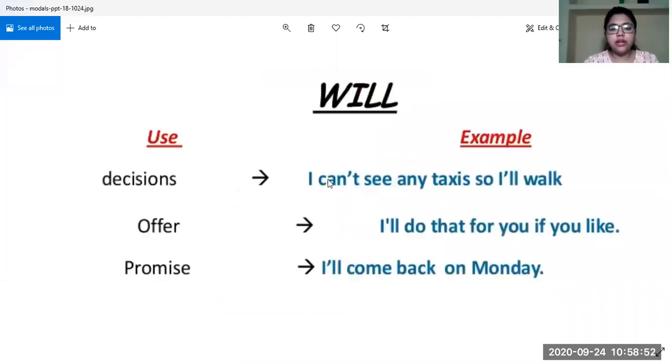Will is used for any promise or decision or offer, or simply denoting a future event. Like, I can't see any taxi, so I'll walk. This is my decision, I will walk. I'll do that for you if you like, an offer. I'll come back on Monday. That is my promise. It is also used for determination, when you are saying something with determination, like I will do this for sure. So then also will is used.